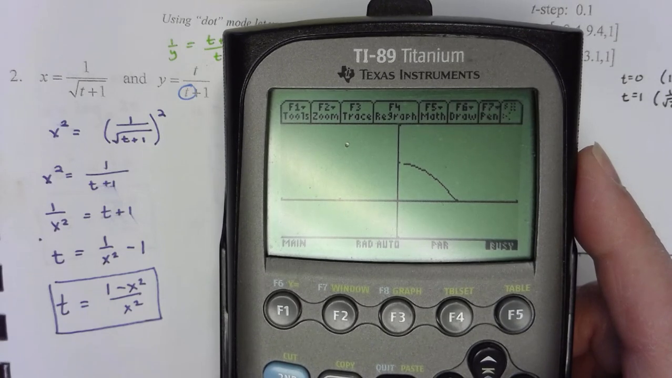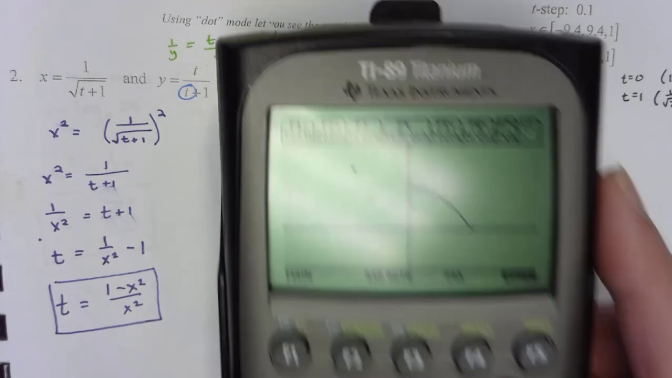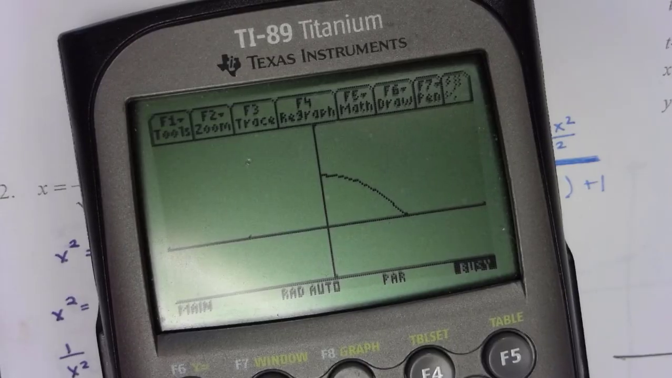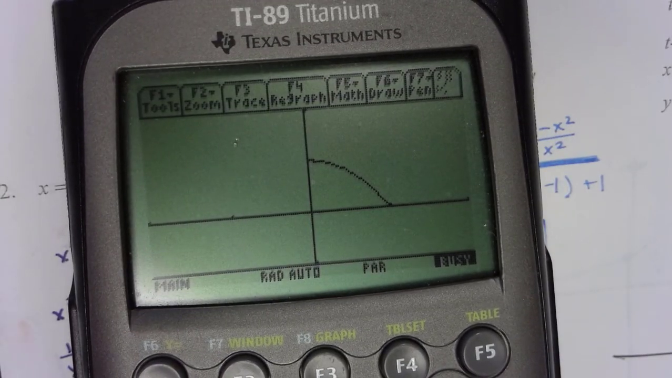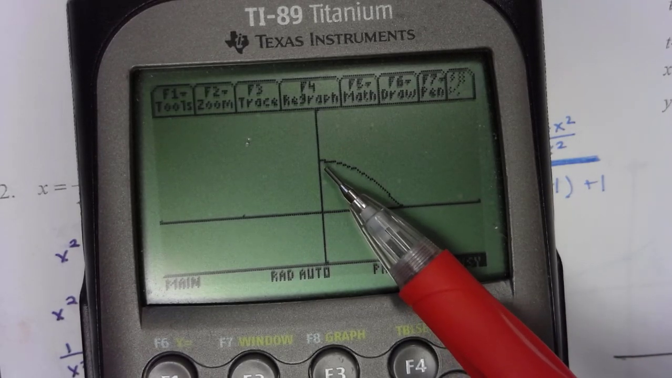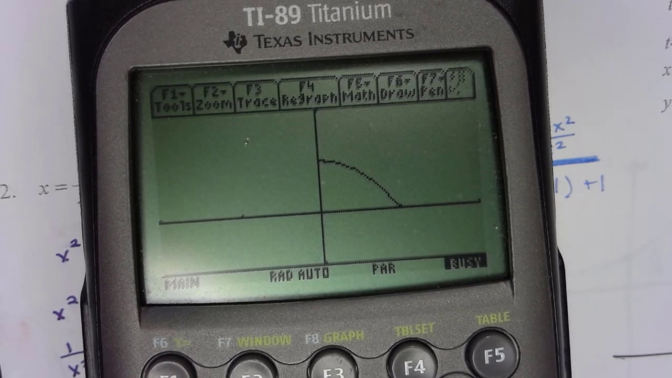You can see it's getting closer, but it doesn't ever actually get there. Now, is the graph what we expected? Sure. A parabola opening downward, y-intercept 1. And you can see that if you keep letting it graph, it's eventually going to get closer and closer, and it's going to look like it gets to x equals 0, y equals 1, but we know it's going to get very close to it, not exactly there.